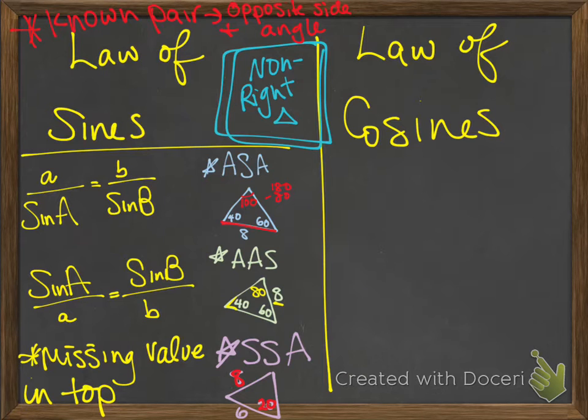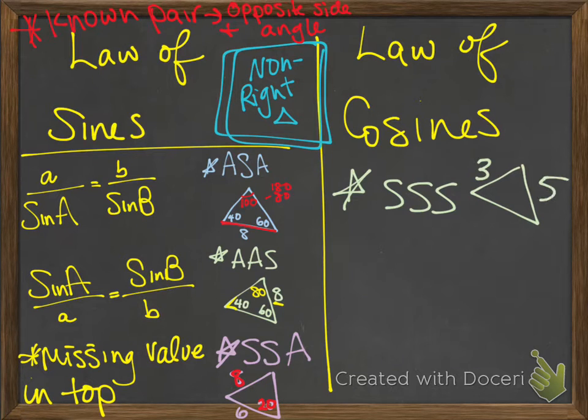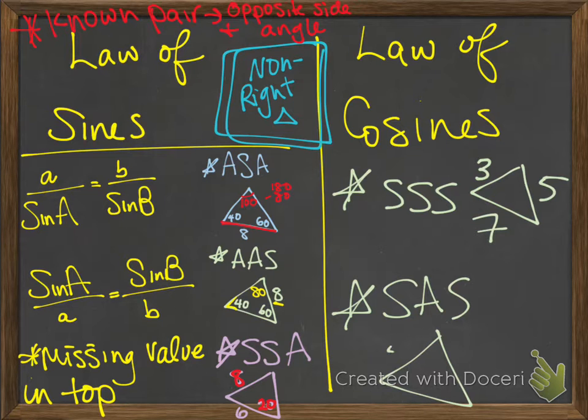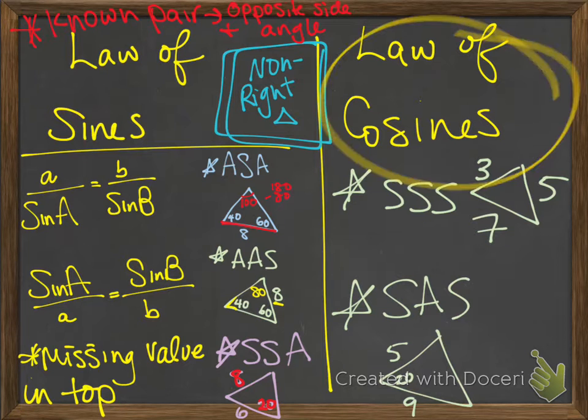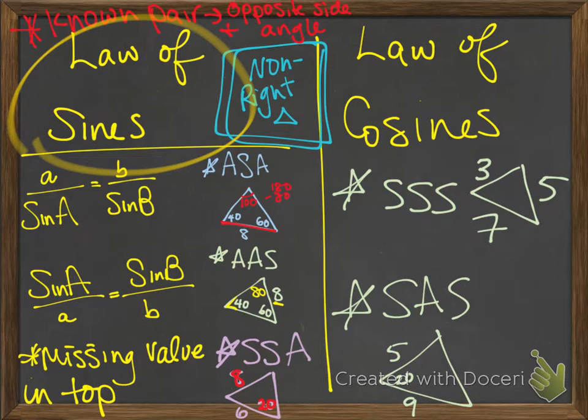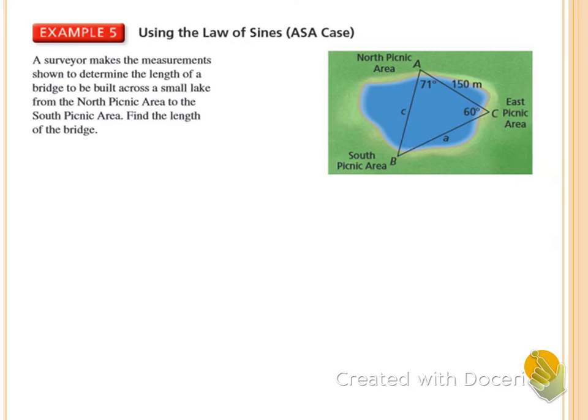But what happens when you don't have a known pair? We're going to learn about side, side, side, which is where you know all the side lengths. So obviously there's no known pair. There's not an angle. And then also for side, angle, side, where you know a side, an angle, and a side, there's no known pair. So that is the purpose for the law of cosines. But before we get into the law of cosines, we're going to use the law of sines in our next example.